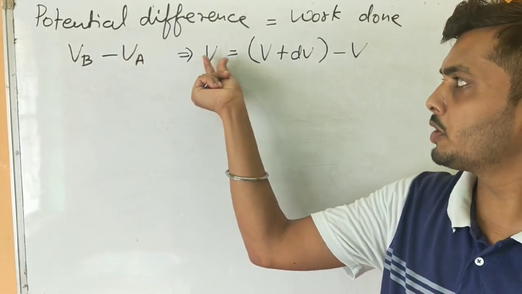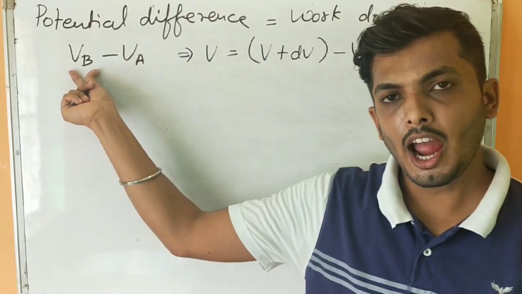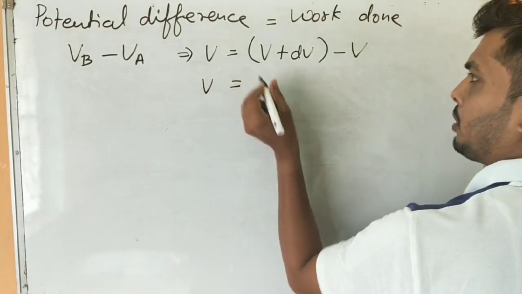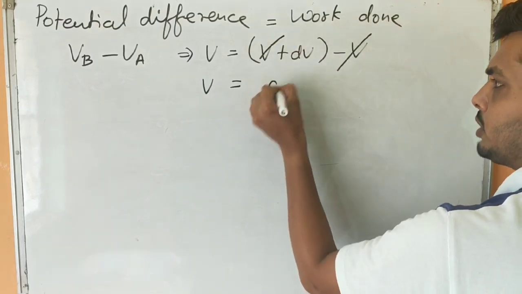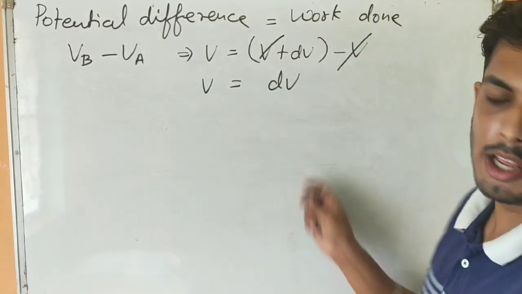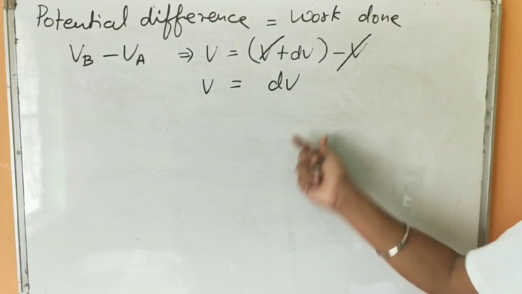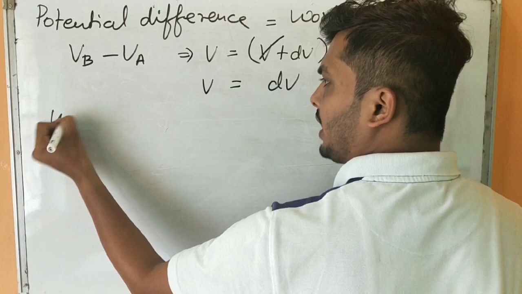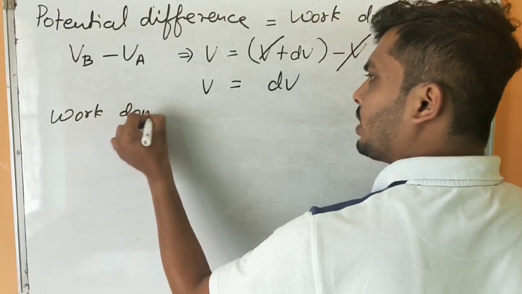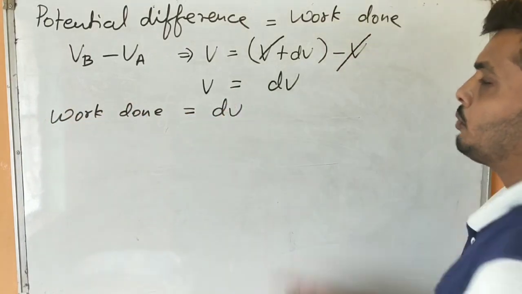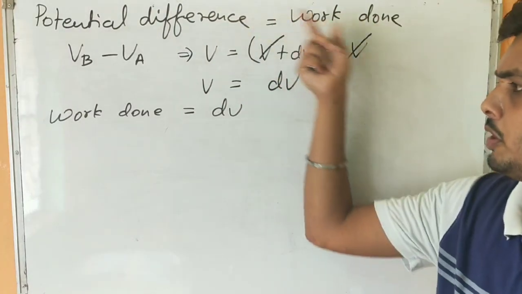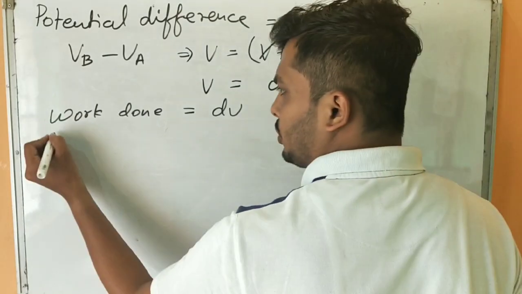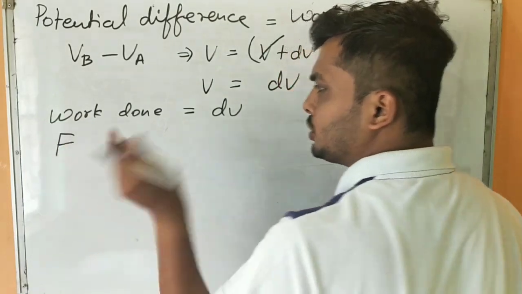So potential difference is equal to the potential at point B, that is V plus dV, minus V. So plus V and minus V get cancelled. So what will the potential difference be? dV. Potential difference will be dV. Yes or no, students? Correct. So you know that again work done is equal to dV. Potential difference is the amount of work done. So how much is the potential difference? It is dV. Now you know that work done is force into displacement.